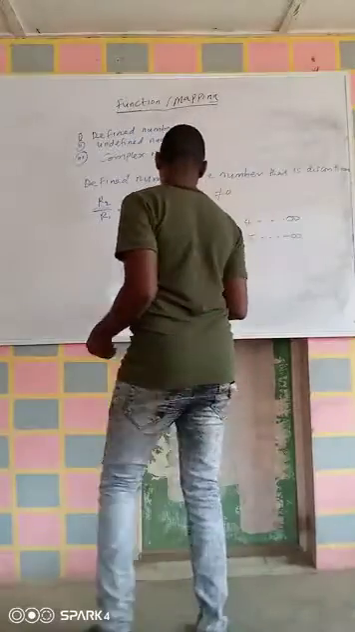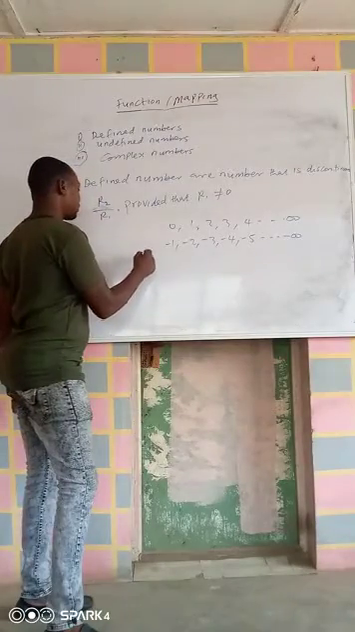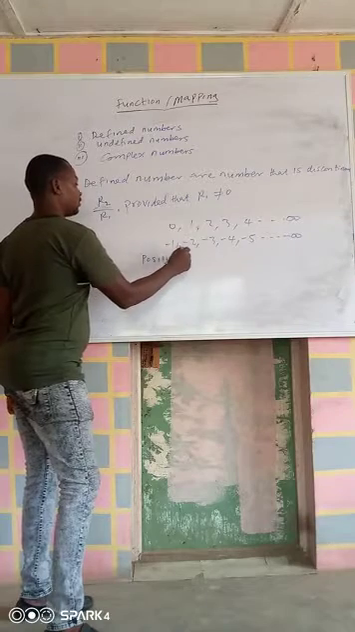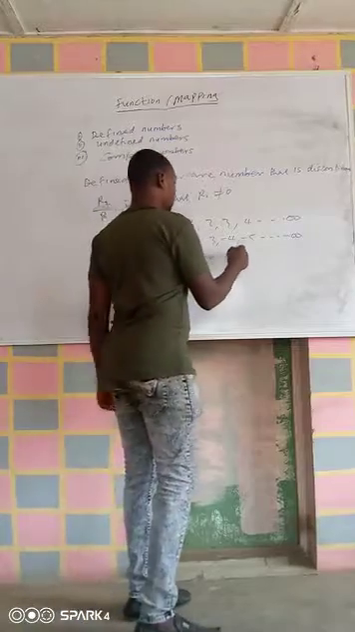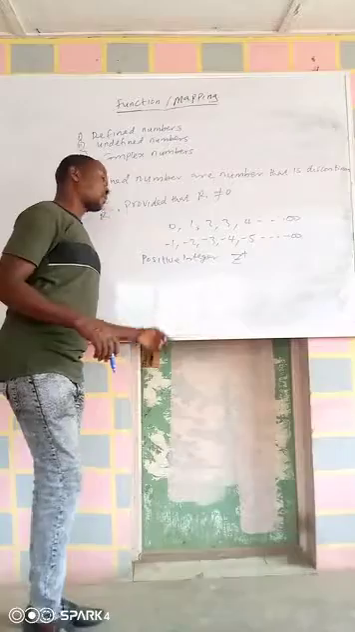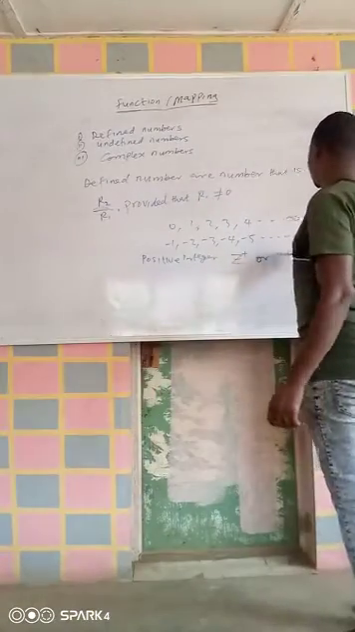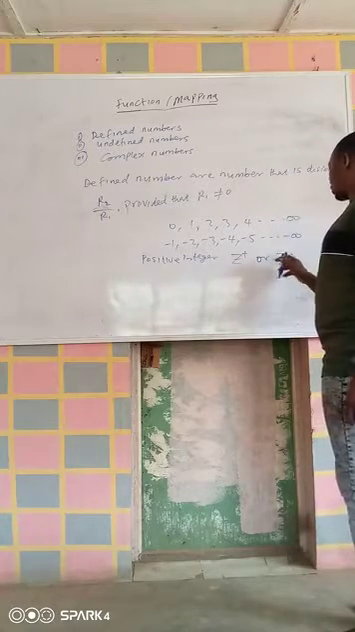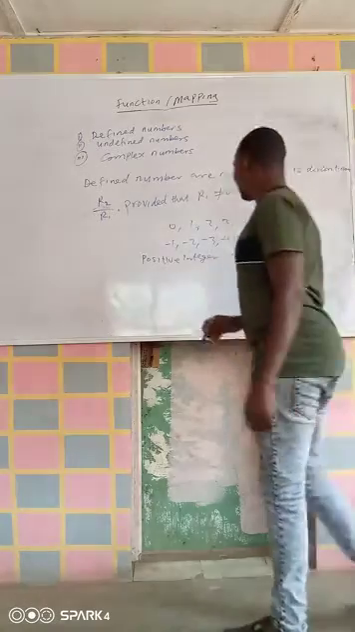So integers have two types. We have a positive integer. So integer is denoted with Z, while positive integer is denoted with Z plus. So we can also have it this way: Z, we can put the plus as a subscript or as a power. We can also have negative integer.